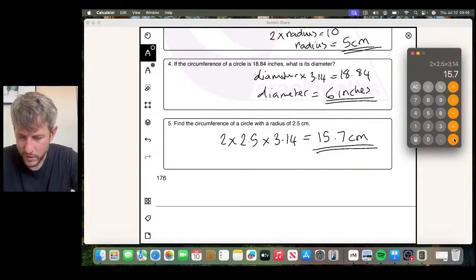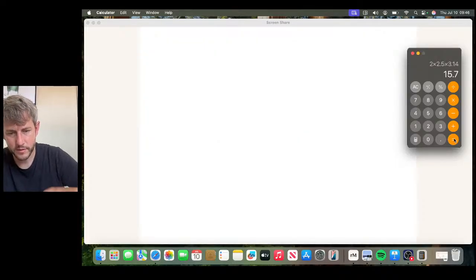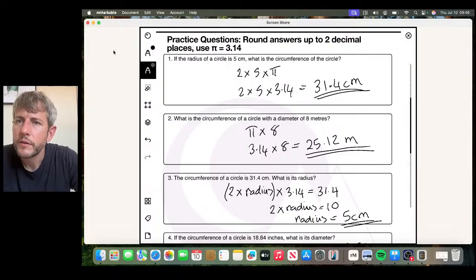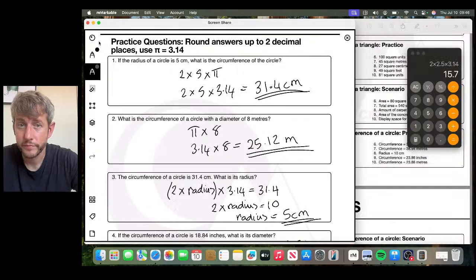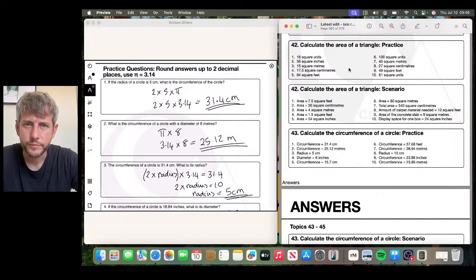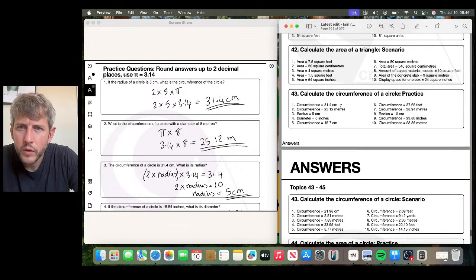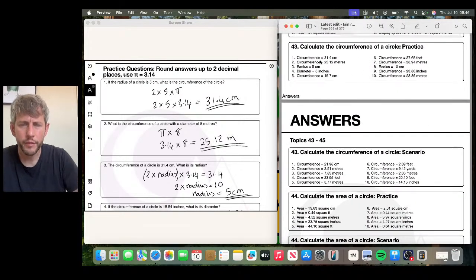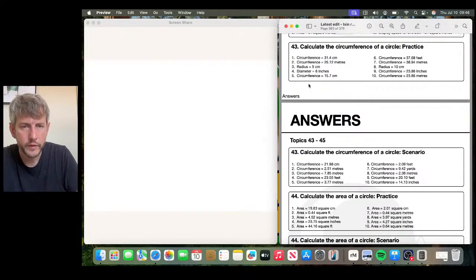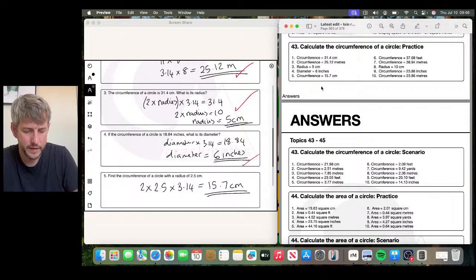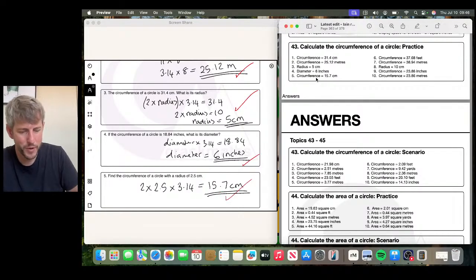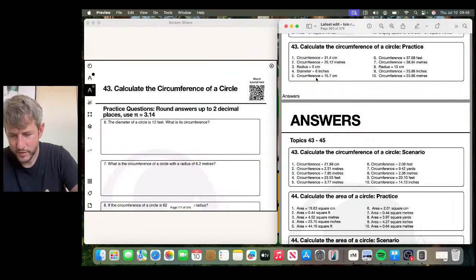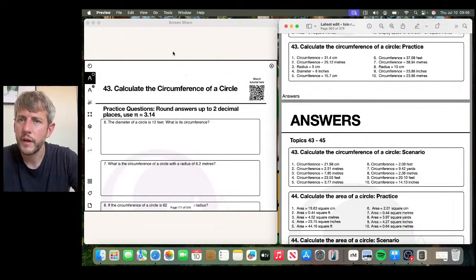Right. Let's get these ones marked. If I just move this here. So, question 1. Oh no, we've done those ones. Here we go. 31.4. Yep. 25.12. Yep. 5. Yep. 6. Yep. And 15.7. Okay, perfect. Right, next round.